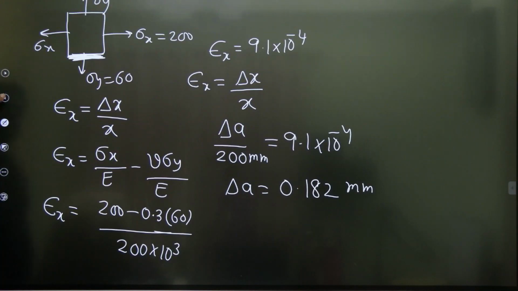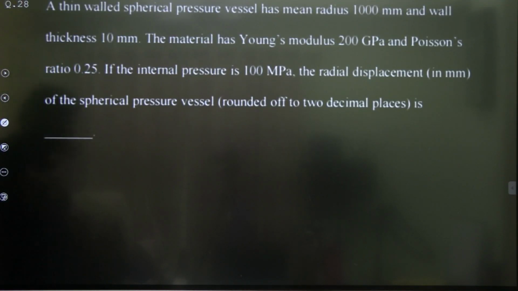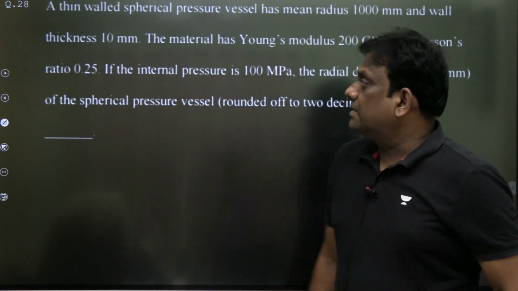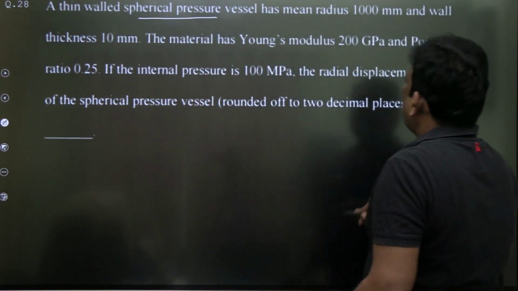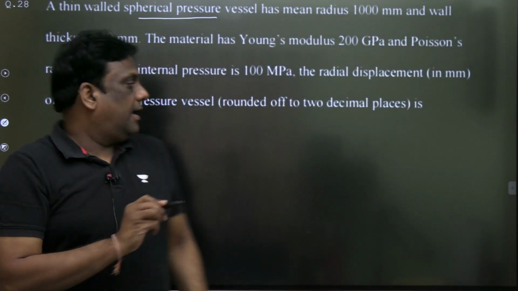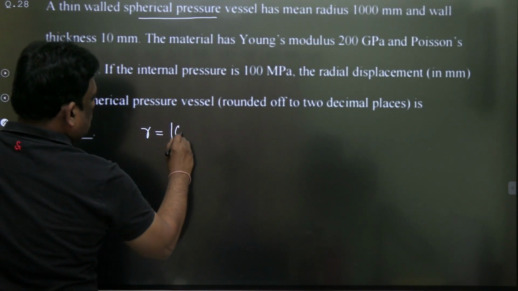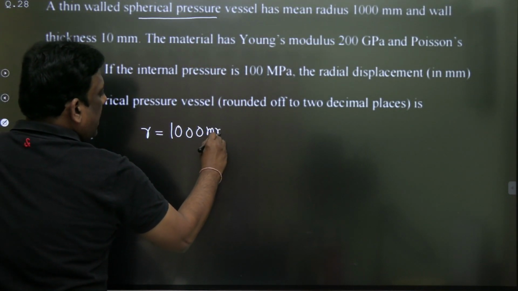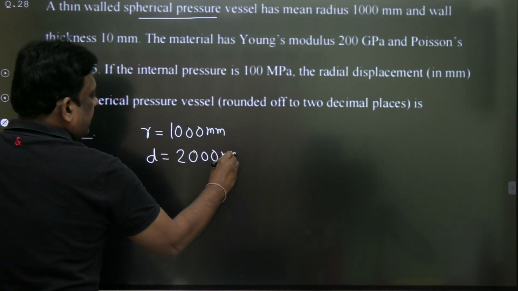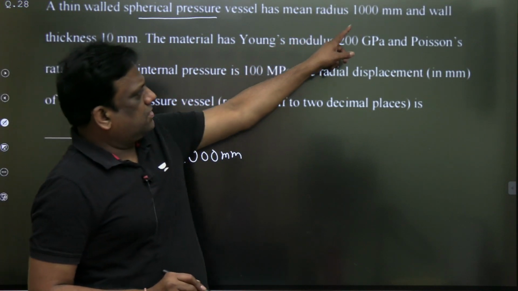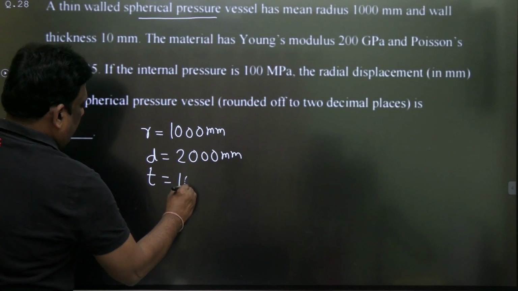Next. Let me check. This is a good question. Please read the question. Please underline this term: spherical pressure vessel has a mean radius of, and here the radius is given. What is the radius? It is 1000 mm, so the diameter is 2000 mm. And the wall thickness is 10 mm.